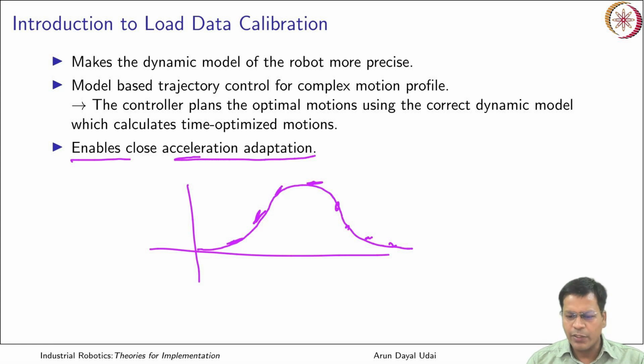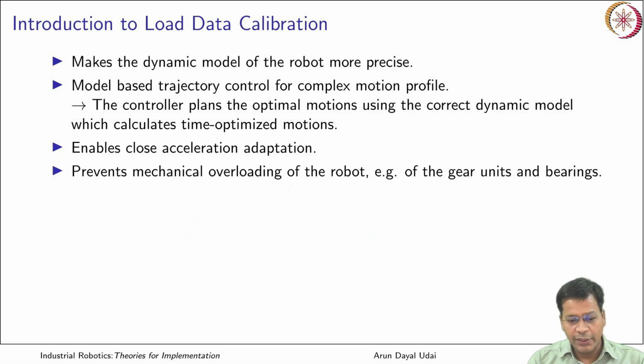Having your dynamic model correctly defined makes your controller track the trajectory more closely for the joint, and that results in good trajectory following of the end effector also. This prevents any mechanical overloading of the robot.